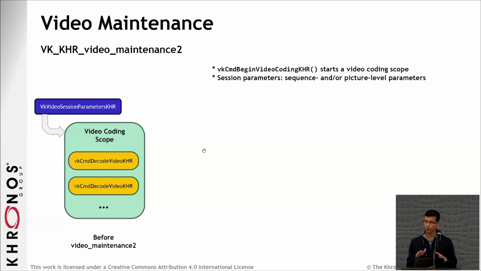So this is all fine for most bit streams, but there are many bit streams still out there where the headers are repeated at frequent intervals within the bit stream. And if you want to make that work along with this model, then it gets tricky because you have to create new video session parameters objects at frequent intervals in order to specify those headers again. And that can be an overhead because of the overhead associated with creating and destroying these objects.